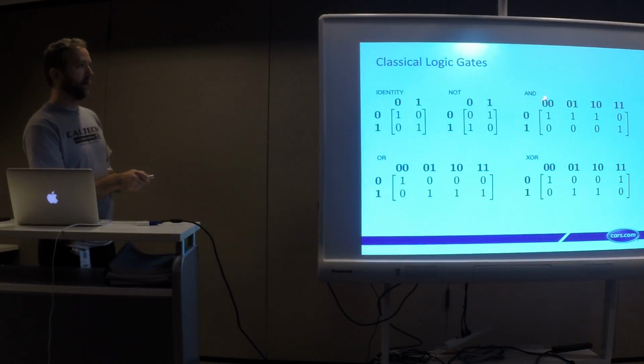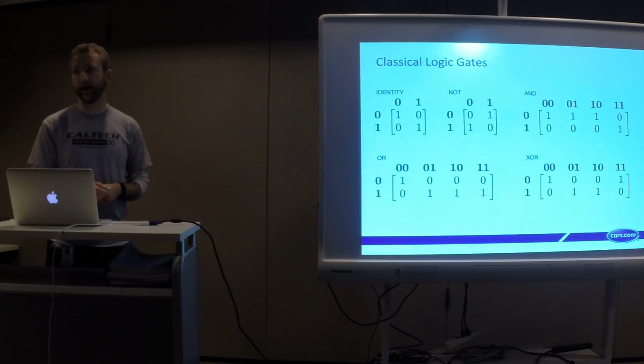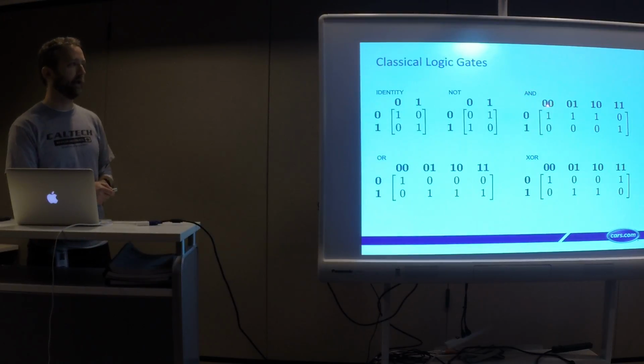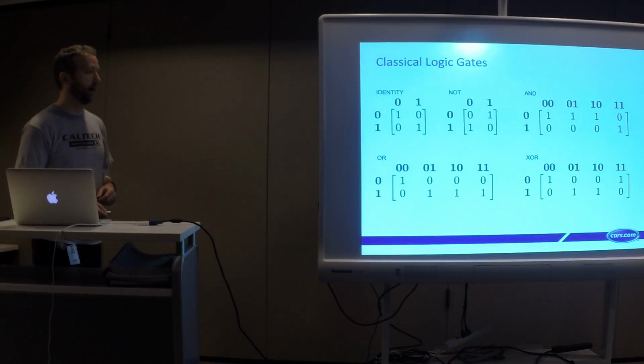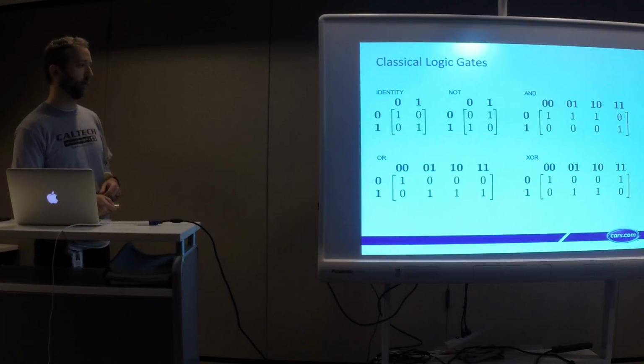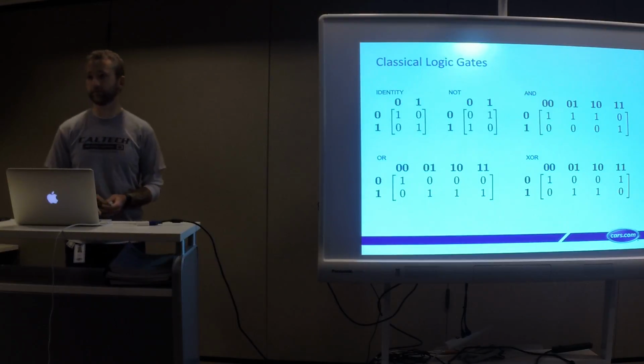Here we've got the columns represent input and the rows represent output. In a classical AND gate, we're going to get a 0 out unless we have 2 1s, and then we're going to get a 1. OR gate, we're going to get a 0 if we have 2 zeros, otherwise we'll get a 1. And exclusive OR, we will get a 0 if they're the same, and 1 if the 2 bits are different.